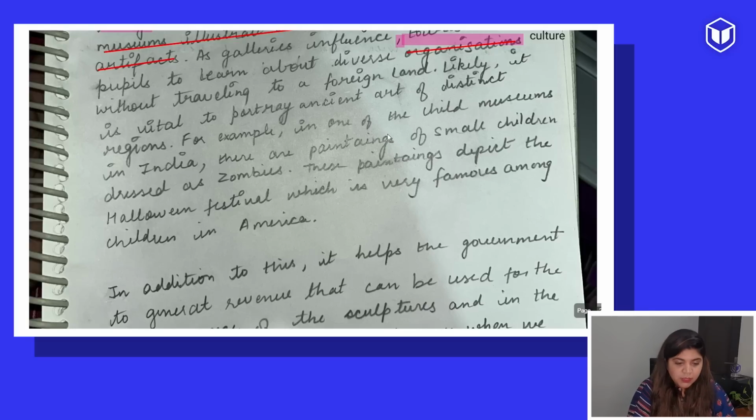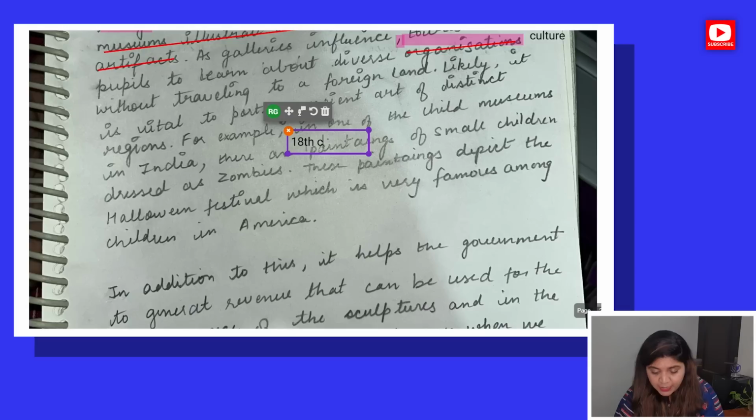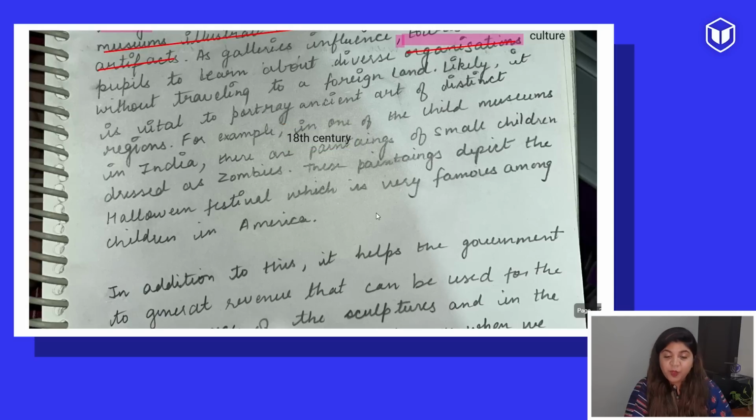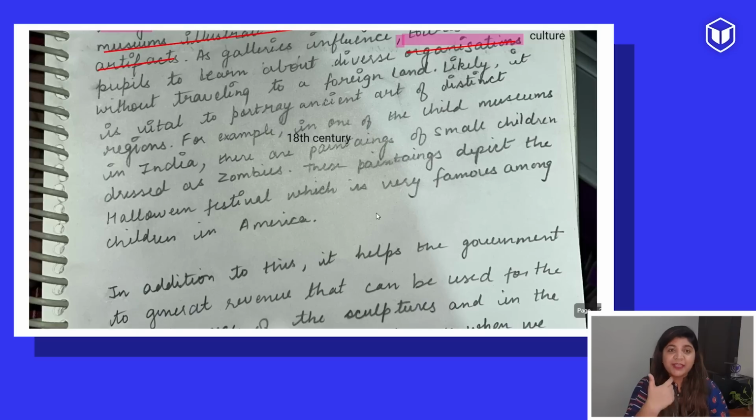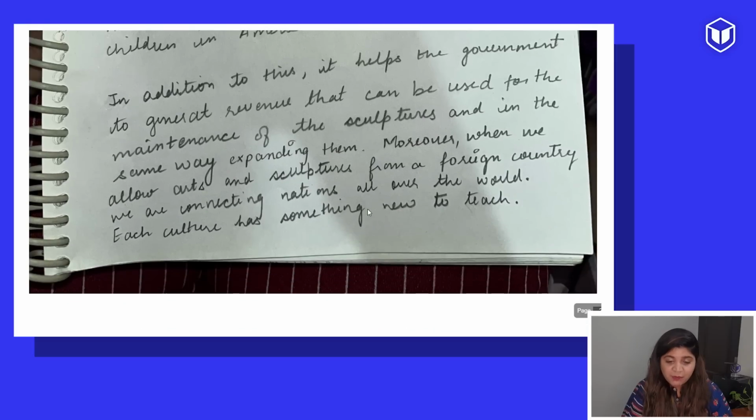For instance, in one of the museums in India, there are 18th century paintings of small children dressed as zombies. Now with 18th century, we have linked that example with the history. That was the idea the student displayed. So take care of these minor things, but the student here is in trouble. Sentence formation, not precise. Grammatical errors, yes. Spelling error, yes. Let us see how the student has approached the second body paragraph.